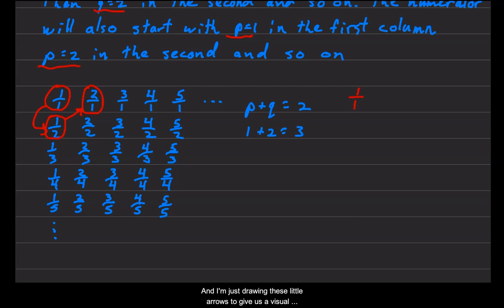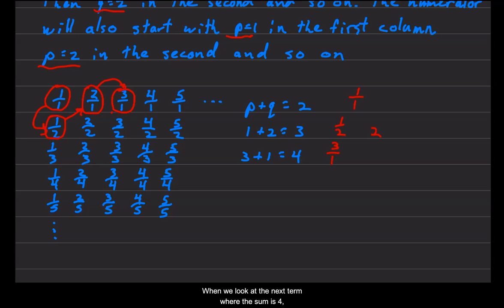And I'm just drawing these little arrows to give us a visual direction of where we're going with this. So term 1 over 2 and term 2 over 1, or simplified as just 2, is there. Next, we'll go from this term to this one. So we get P is 3 and Q is 1. That's the term where the sum is equal to 4. That gives us our term 3 over 1.